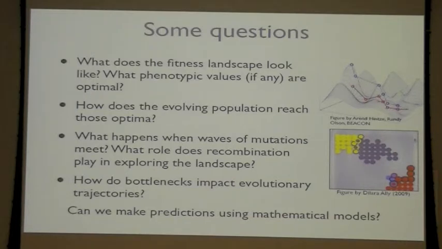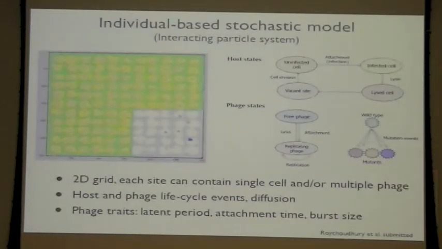models? So what we did was we developed this mathematical model, or interacting particle system, which Steve talked about. And this was inspired by these experiments that were going on at the time. And so very briefly, we have a two-dimensional grid of sites, and each site can contain a cell and phage. So this is the difference between this model and some of the earlier models that we saw, which is that we also track the states and populations of phage at each site.